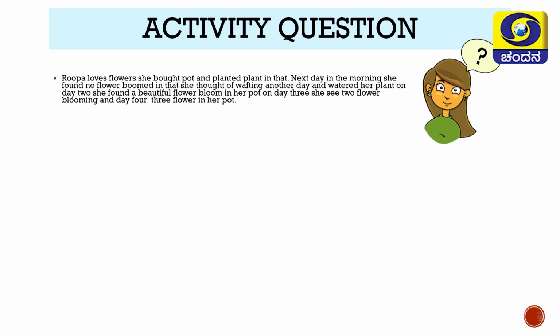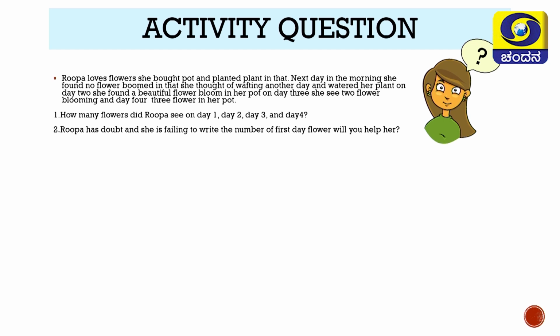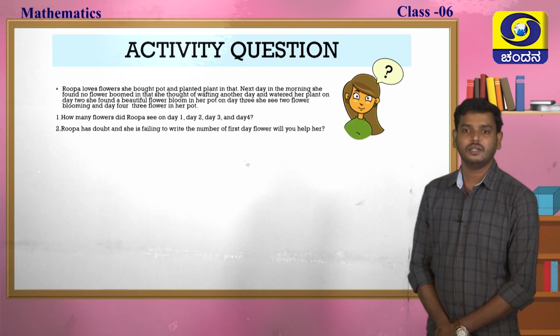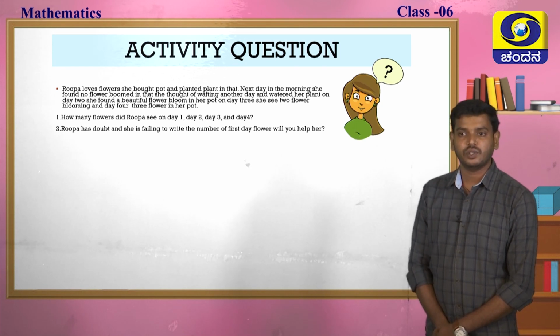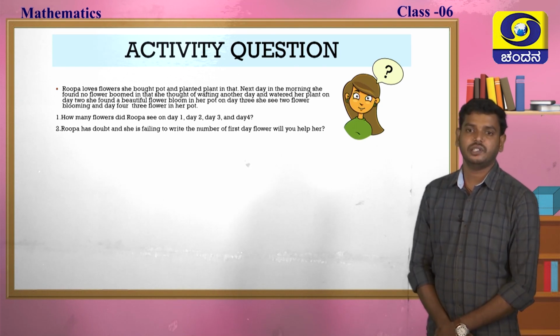So, what are the questions we will see now? Question number 1. How many flowers did Rupa see on day 1, day 2, day 3 and day 4? Second question. Rupa has a doubt and she is failing to write the number of first day flowers. Will you help her, children? Yes, of course, we will try to help her. And we will try to solve this. Got it, children? Okay.